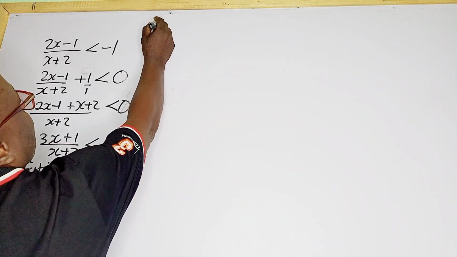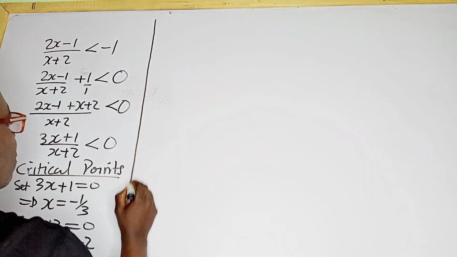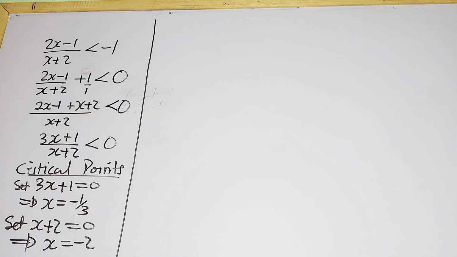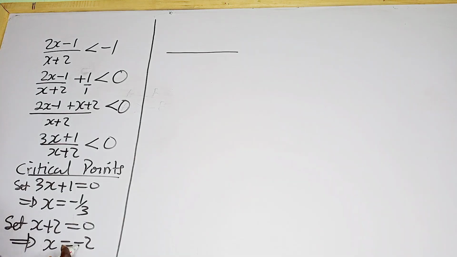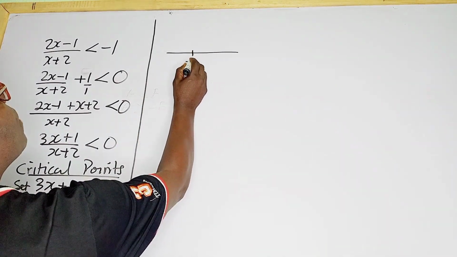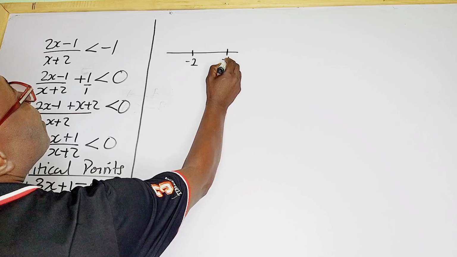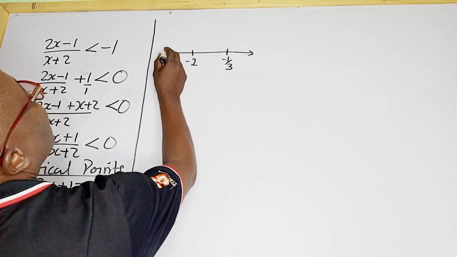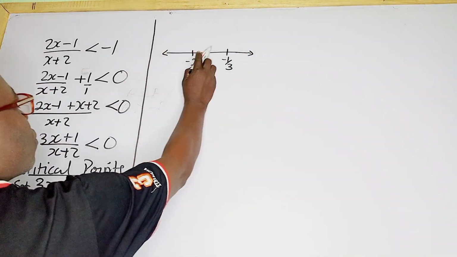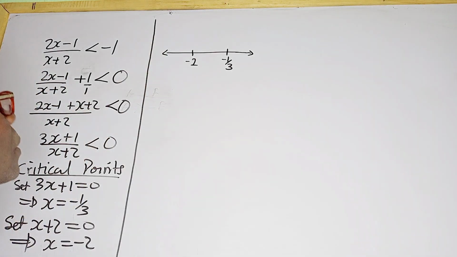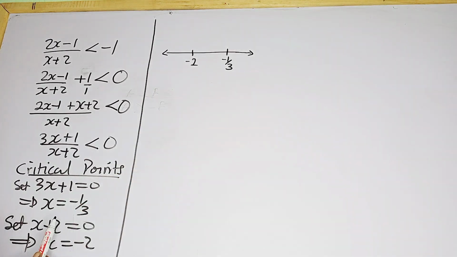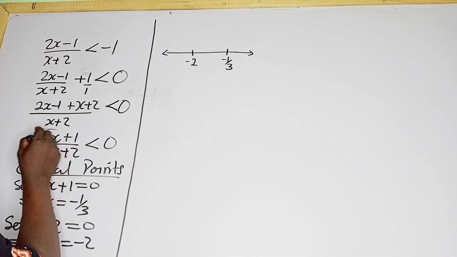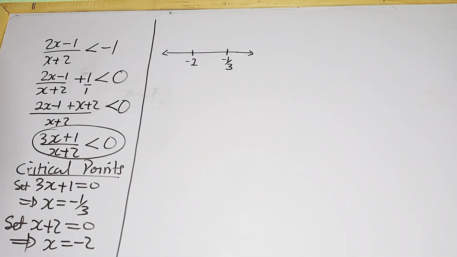We'll now work using the number line. We test zones. We place these numbers at their positions on the number line. Negative 2 is smaller than negative 1/3, so it's to the left, and then here we can put negative 1/3. We have 3 zones to test. Take a value in this zone, for example, negative 3. Negative 3 is in this zone, and we put it in our expression. This is our expression, and we check the resultant sign.